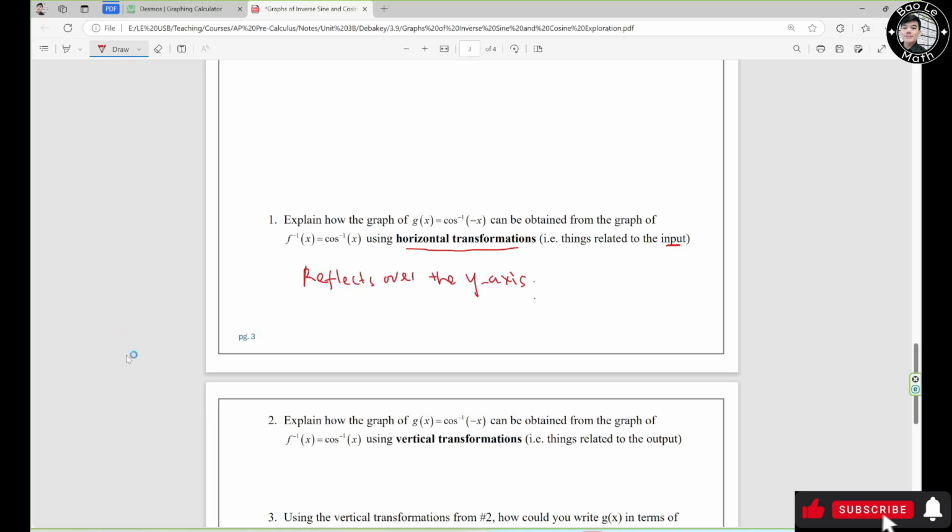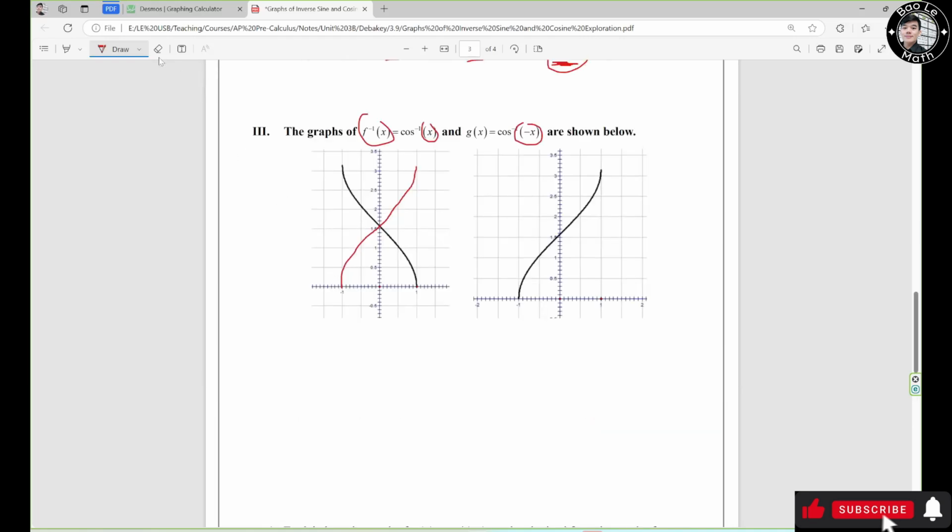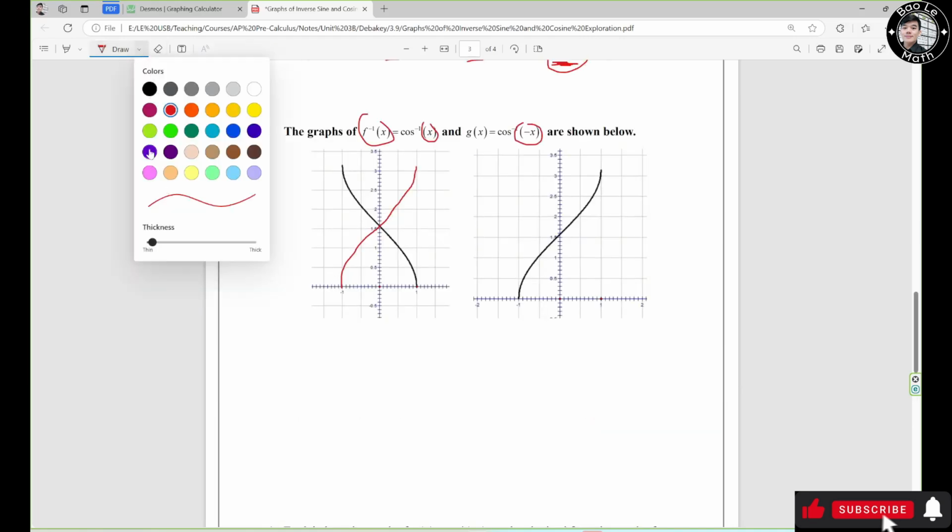Alright, question number 2. Explain how the graph of g of s equals inverse cosine of negative s can be obtained from the graph of f inverse of s equals inverse cosine of s using the vertical transformation, which means the thing related to the output, right? Look at this one right here.